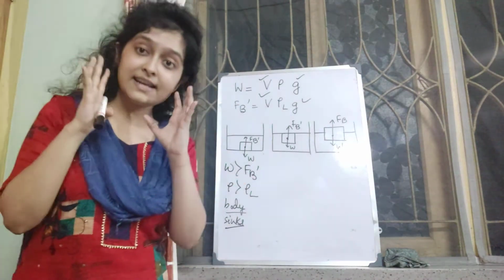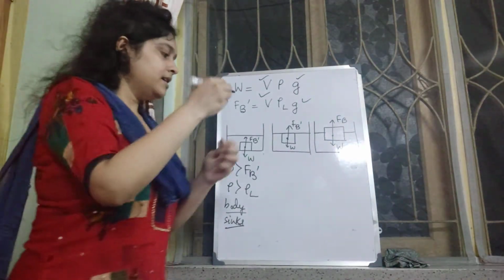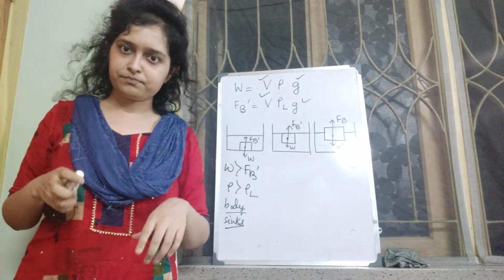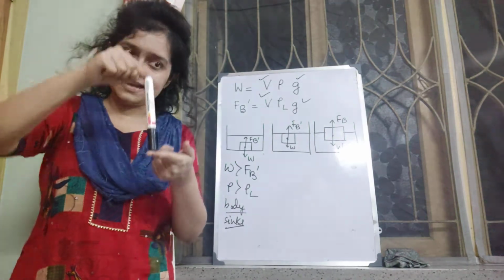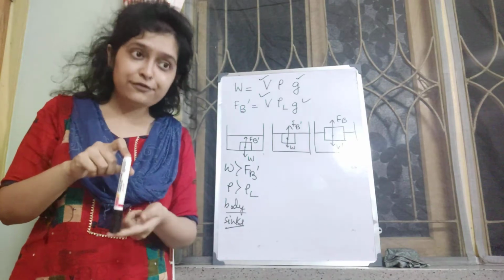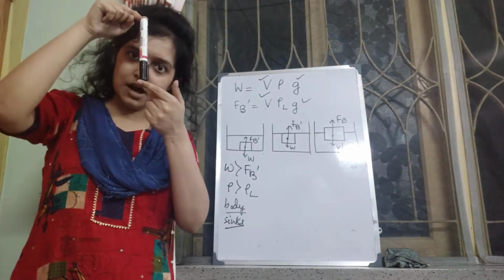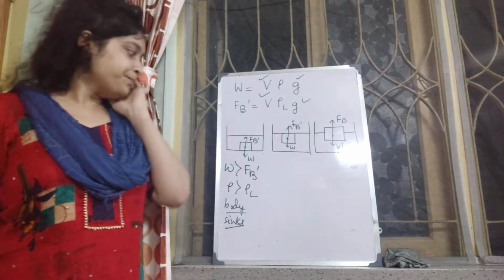Right? So what is the net force then, when initially you have just immersed the body completely inside the liquid, and you find that slowly the body is sinking downwards? That means the net force acting is downwards, because W is now greater than FB dash, right? Okay.